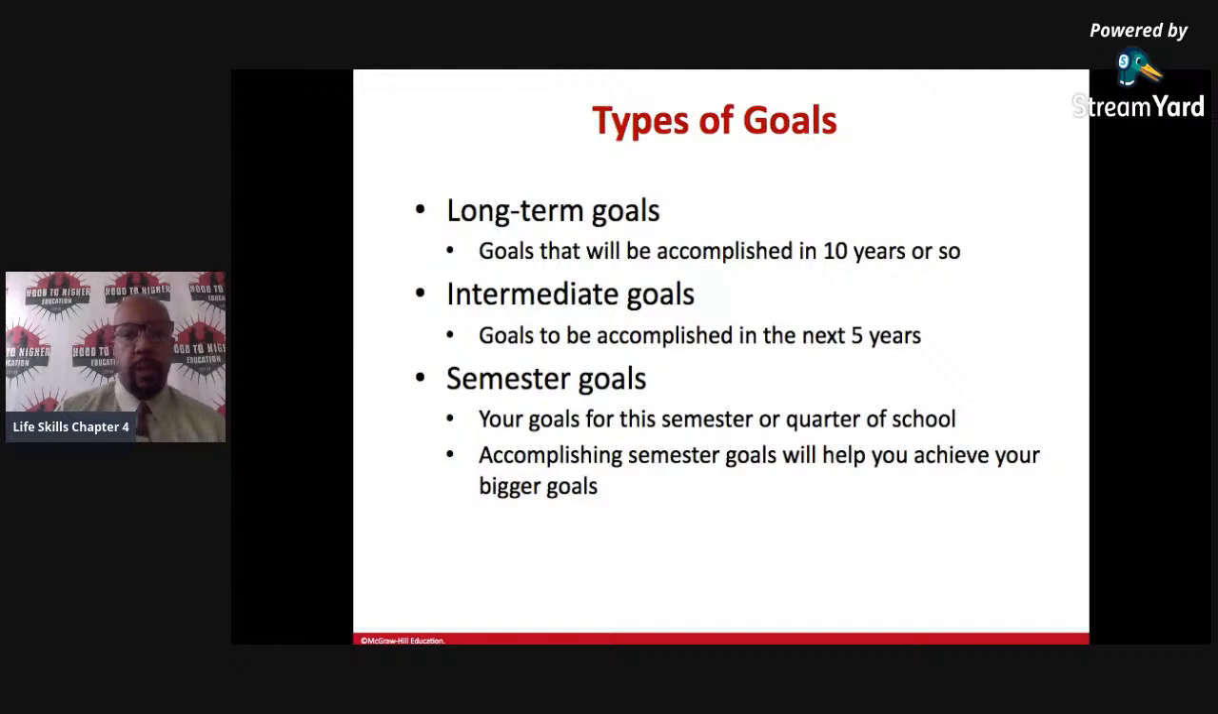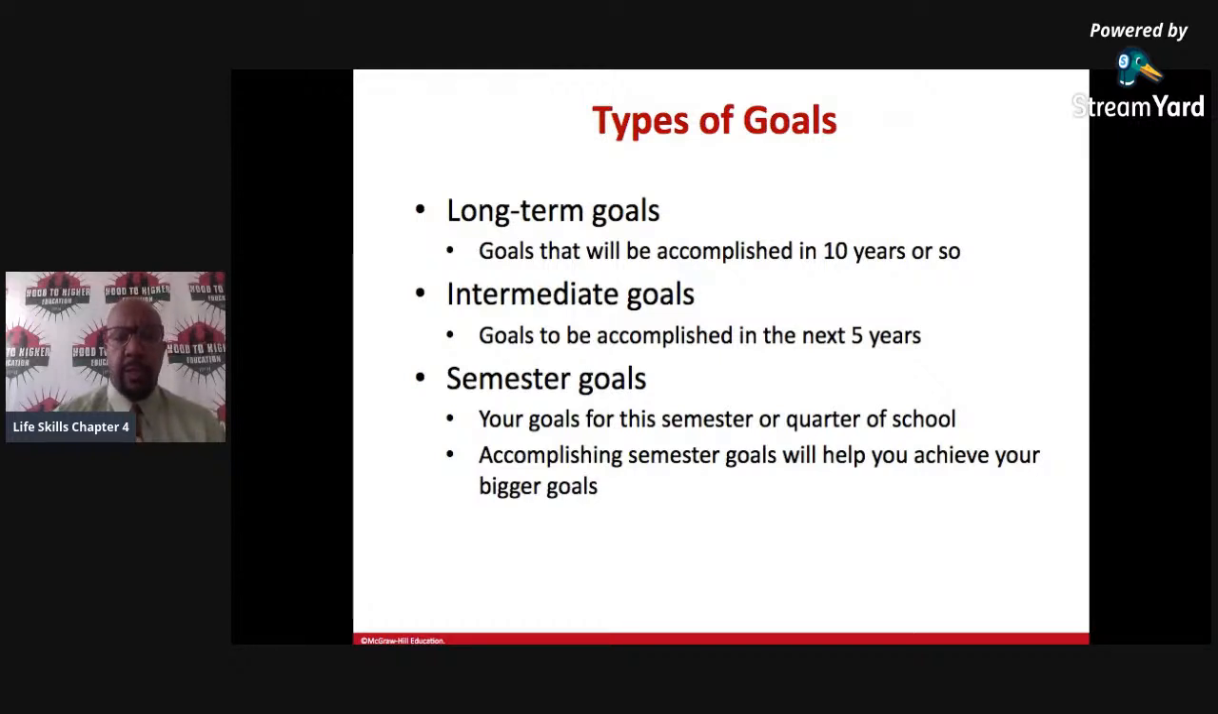Types of goals. Sometimes in a career life planning class or life skills for higher education class, we would ask you, what is your short-term goal and what is your long-term goal? A long-term goal is something that can be accomplished in 10 years. An intermediate goal is a goal that can be accomplished in the next 5 years.